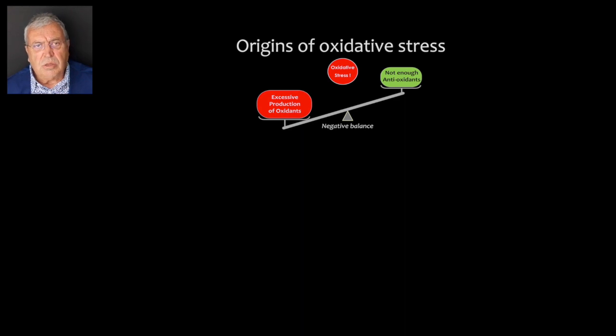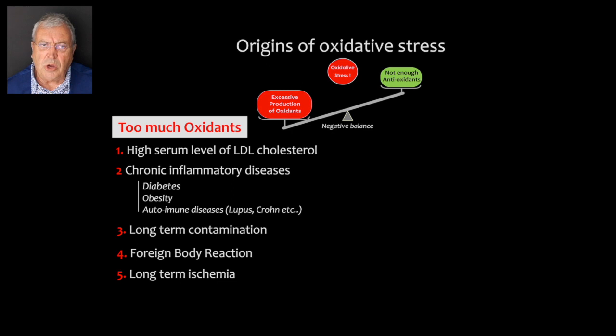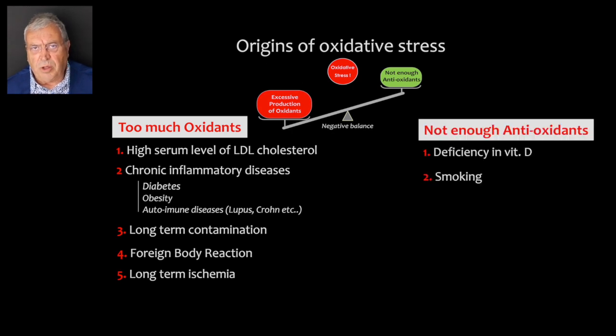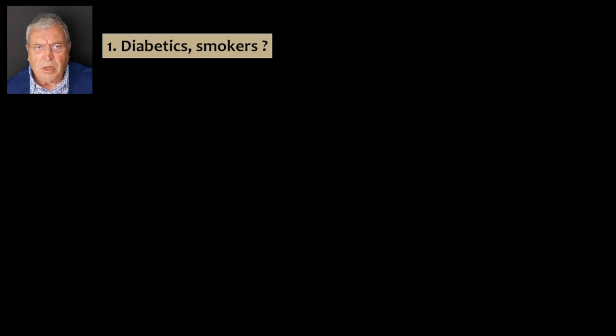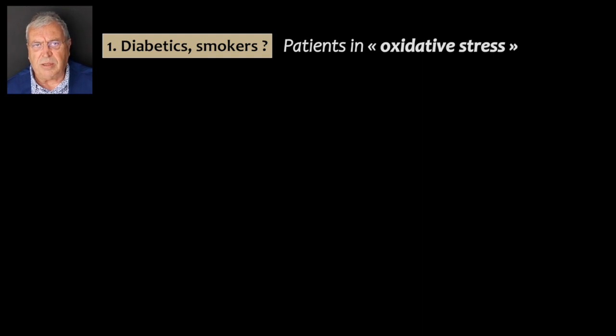What are the origins of this oxidative stress? We said too much oxidant or not enough antioxidant. We will analyze all the situations. Now we can explain most complications. First, diabetics and smokers. We know that these patients meet more complications and more failures because they are in oxidative stress.